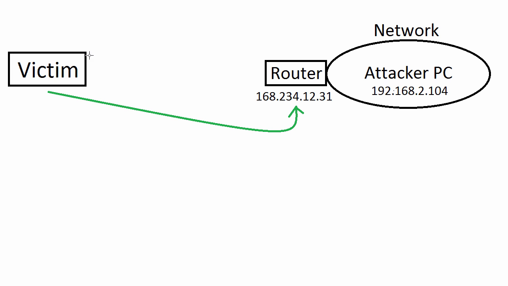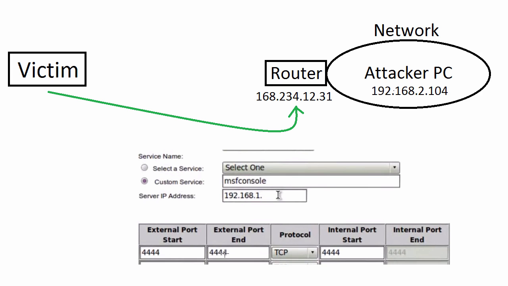So here we go again. The victim connects via Meterpreter reverse TCP to the public IP address 168.234.12.31. And of course, the router then has to have the settings to forward everything to the right port. So if the LPORT of the LHOST is 4444, port 4444.